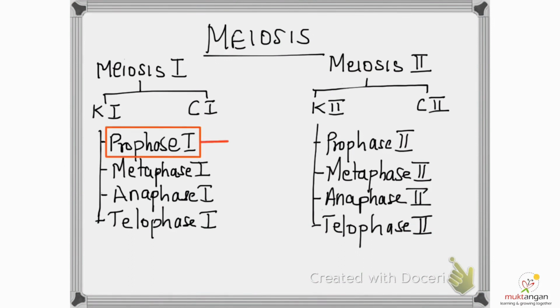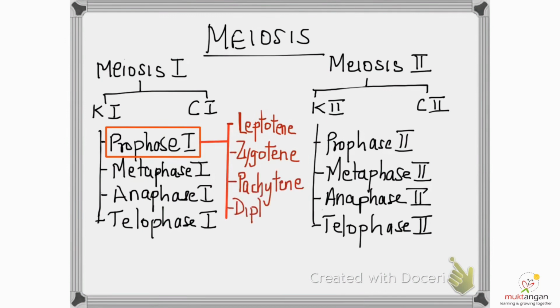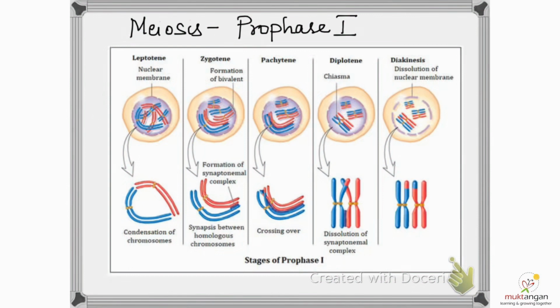Prophase 1 is the longest phase in meiosis. It is further subdivided into 5 steps. First one is leptotene, then is zygotene, third one is pachytene, fourth is diplotene, and the fifth stage is dikinesis. We shall now look into prophase 1.